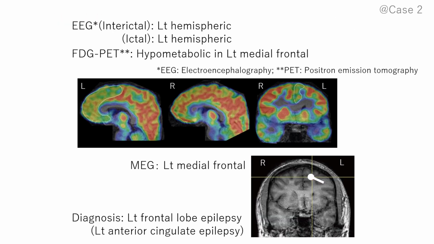EEG showed left hemispheric abnormality in the interictal and ictal phases. FDG PET showed hypometabolic change in the left major frontal. Comparing right and left, we can see a hypometabolic change in the left. MEG spike source was also estimated in the left major frontal. So the diagnosis is left frontal lobe epilepsy, specifically, left anterior cingulate epilepsy.